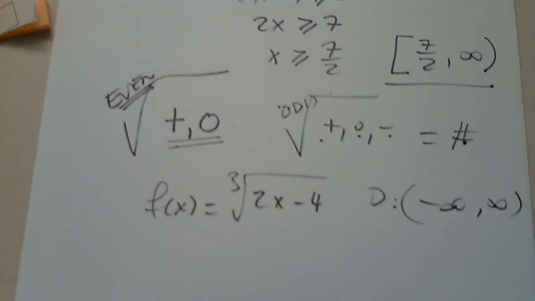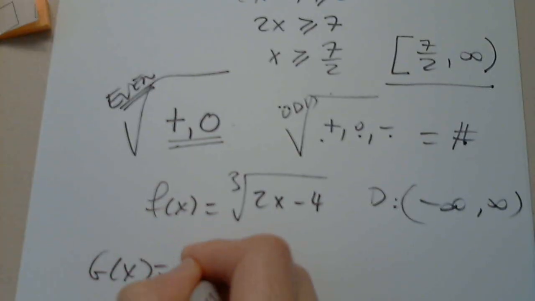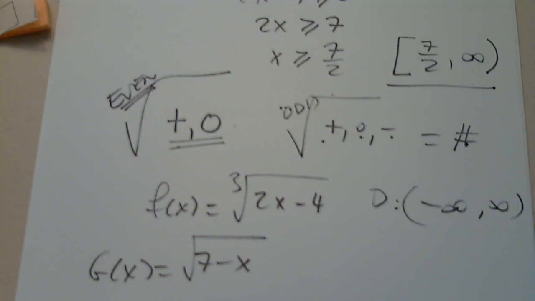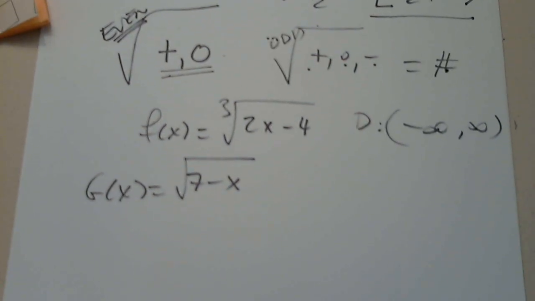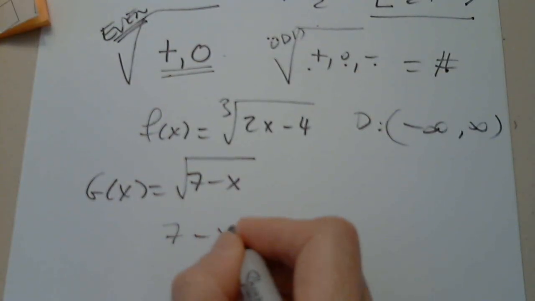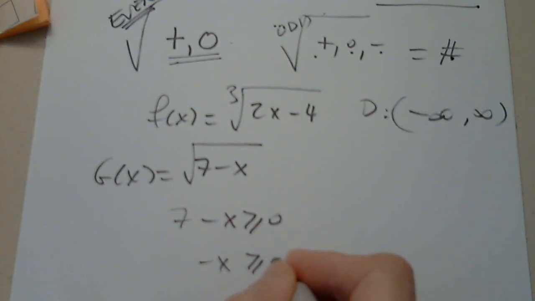Okay, so here we are asked to find the domain of this function, and then graph it, and then we're going to look at and find its range. So first of all, this g of x is the square root of 7 minus x. Perfect. What inequality do I have to write and solve to get the domain? Negative x plus 7 is greater or equal to 0.